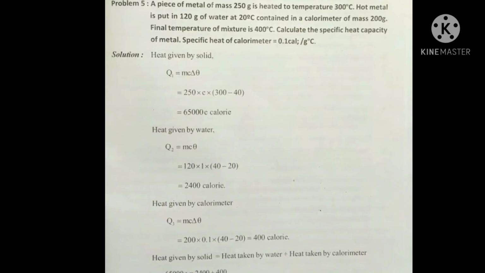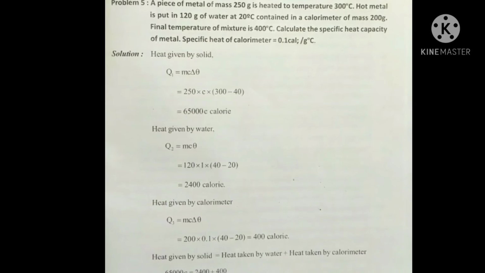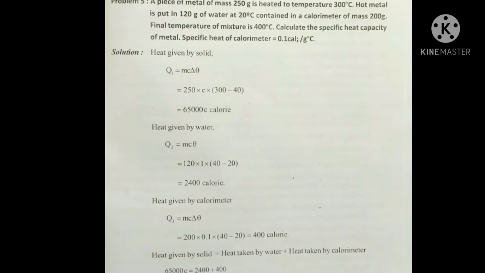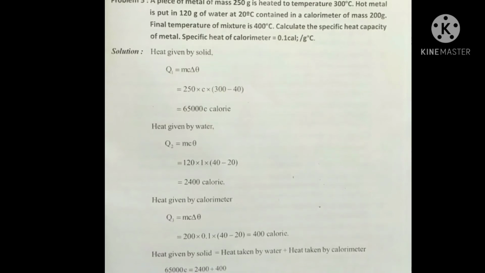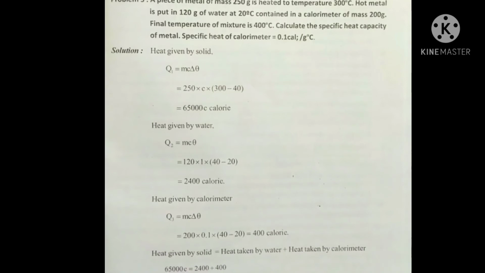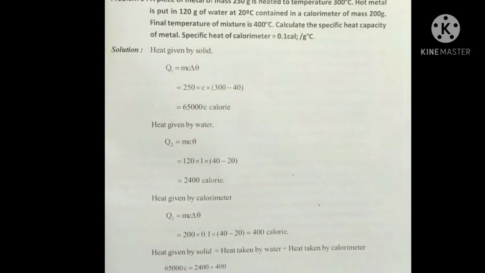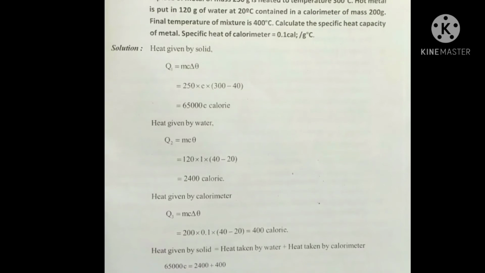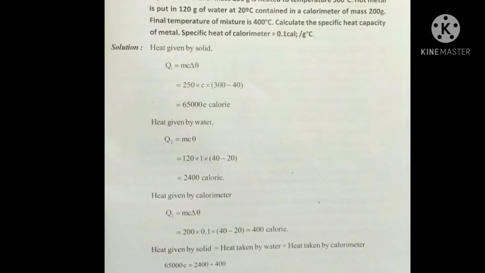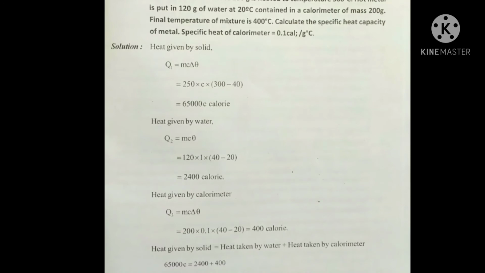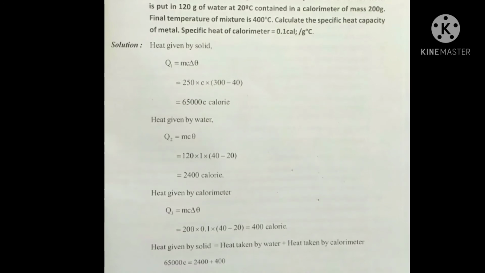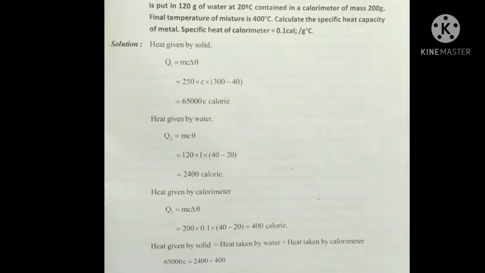So next step, heat taken by the water. Q2 equals M C delta T. So that is the mass of the water, 120 grams, into the specific heat of water, 1 calorie per gram degree centigrade, and the change in temperature, 40 minus 20. So that is 120 into 1 into 20, 2400 calories.